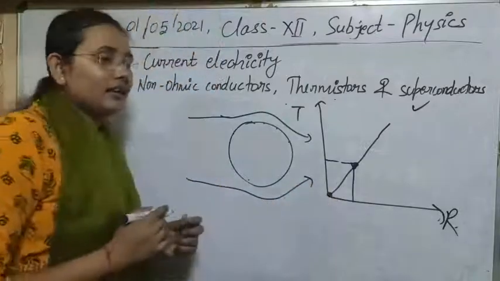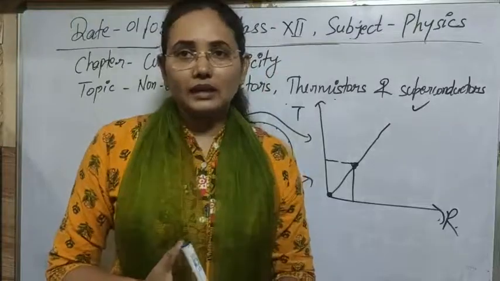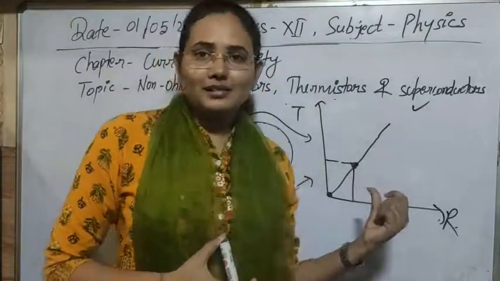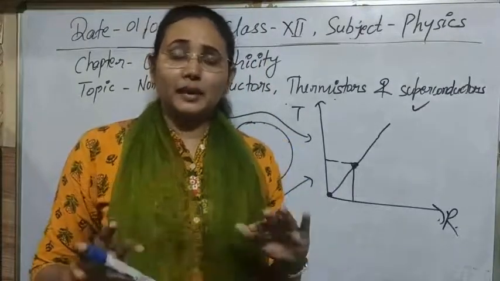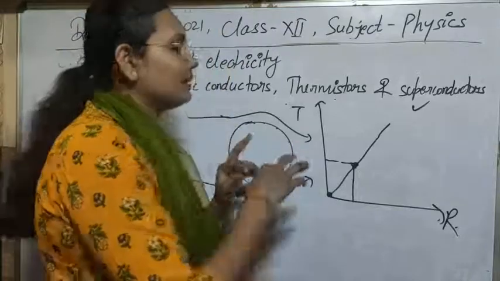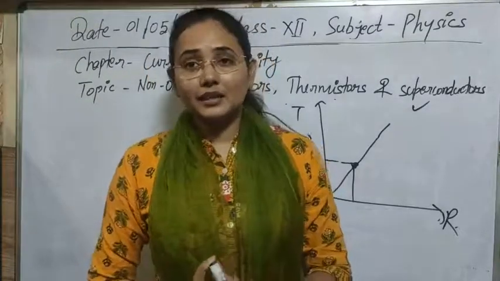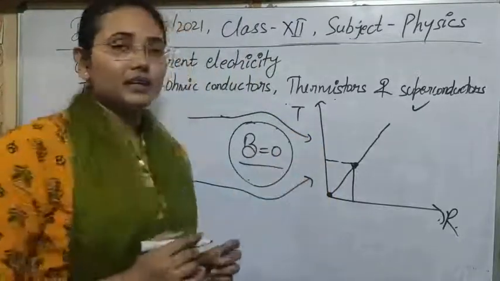Magnetic field lines cannot enter the superconductor material. That means if the material is at or below the transition temperature and we put it in a magnetic field, then the magnetic field inside the conductor becomes zero. There is no magnetic field present inside the conductor. Simply, you can say that B is equal to 0 inside the superconducting material.